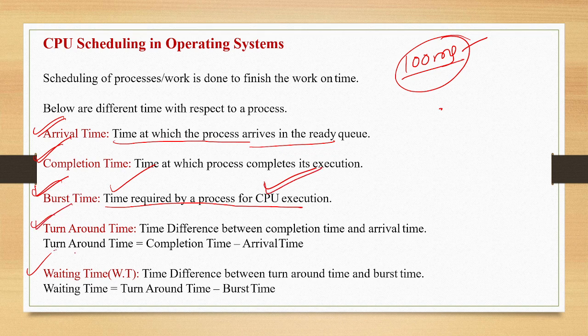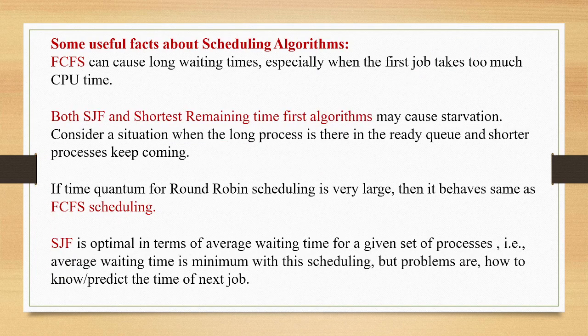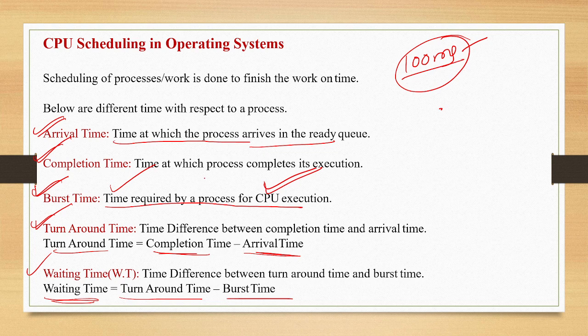What is the turnaround time formula? Completion time minus arrival time. What is the formula for waiting time? Turnaround time minus burst time. Right? Now, I will give you two examples.